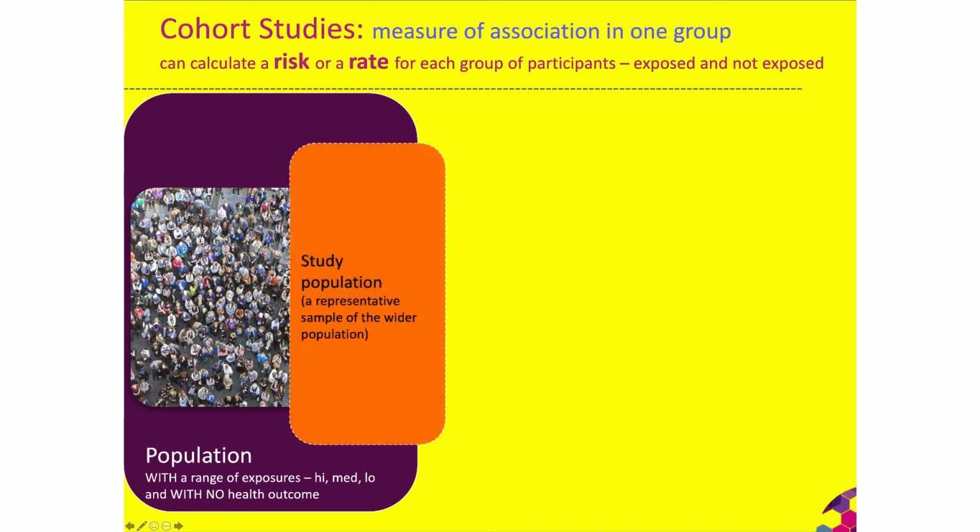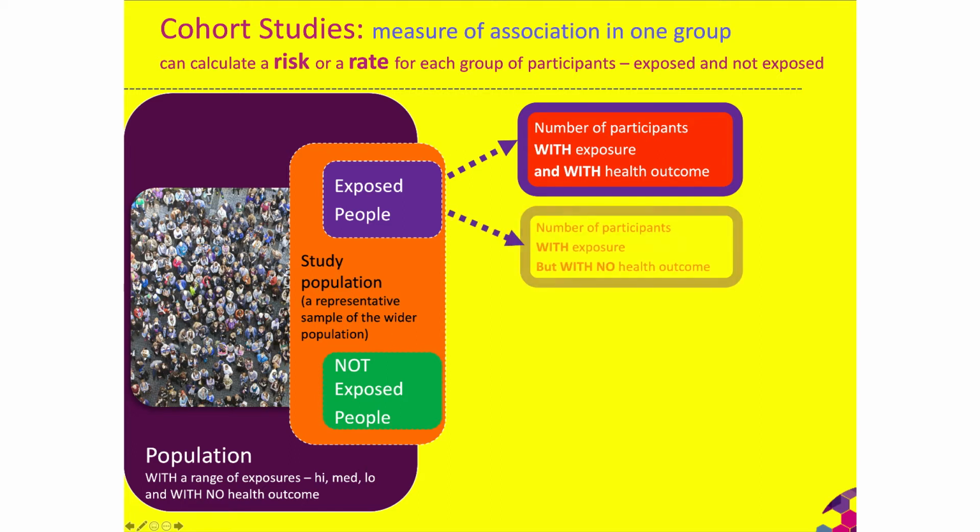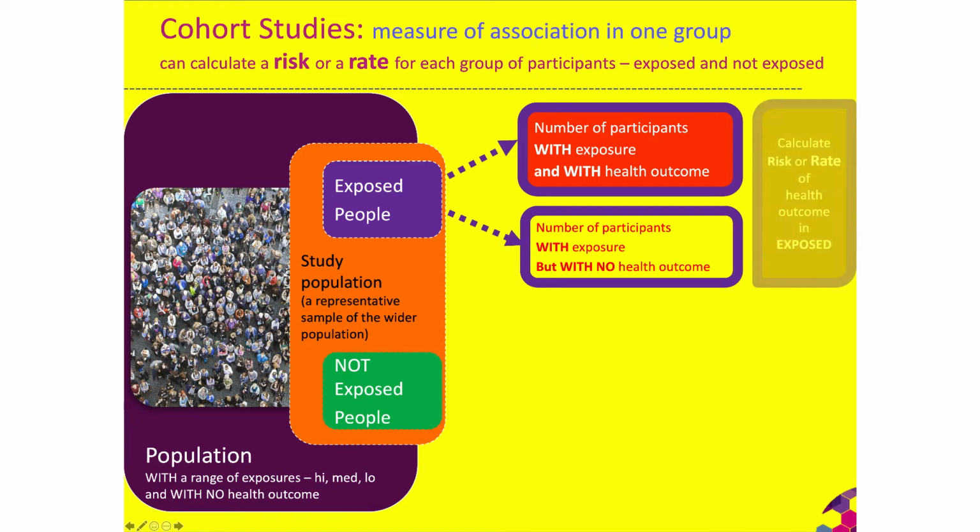So we've got our study population, which is a representative sample of the wider population. We have the exposed group of people and the not exposed group of people. And then we can work out the number of participants with the exposure and with the health outcome, the number of participants with the exposure but with no health outcome. And we can calculate the risk or the rate of the health outcome in the exposed group of people.